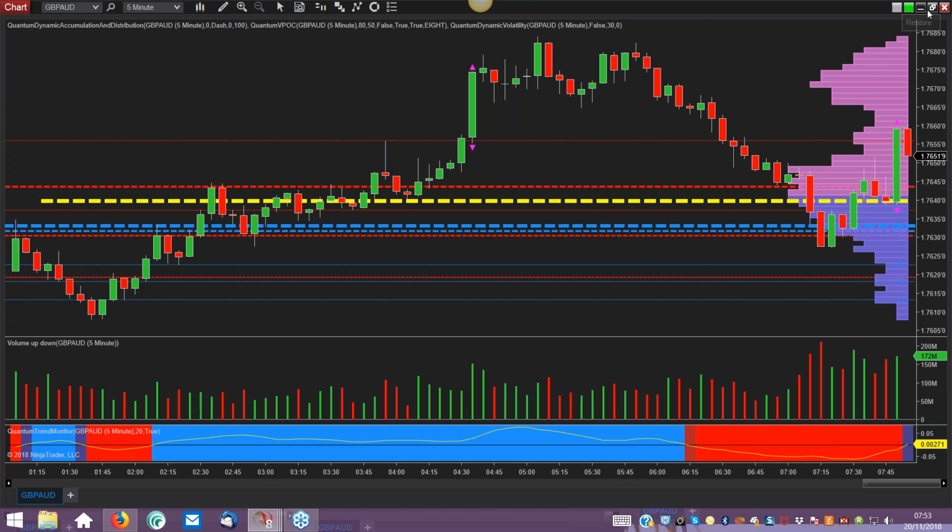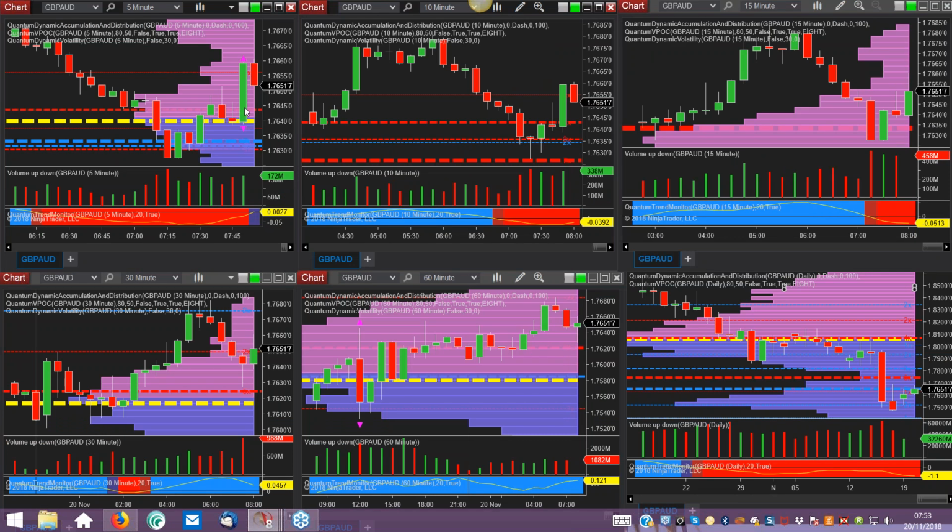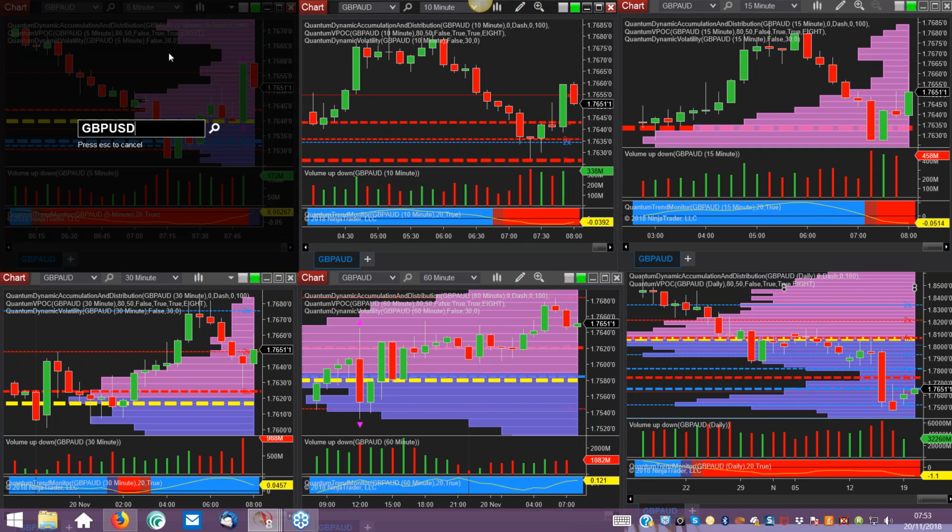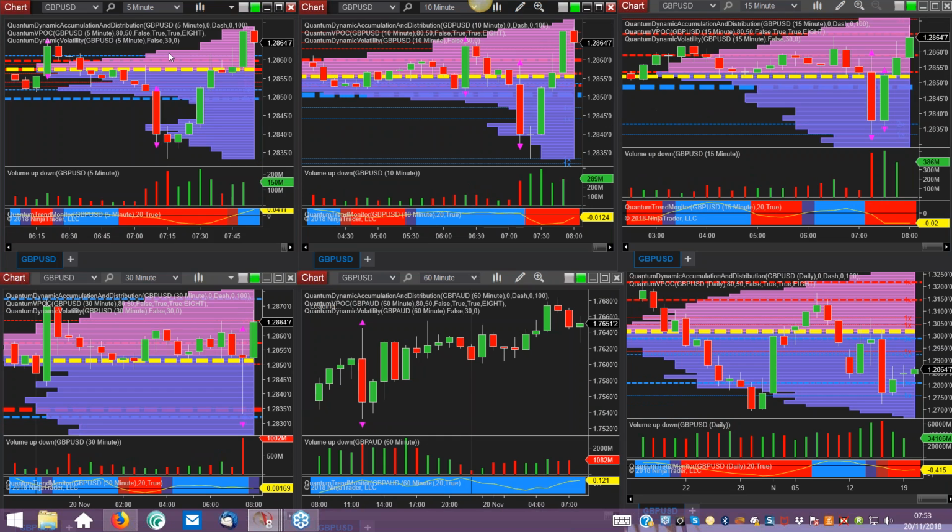It's just so simple. The volatility indicator is so powerful. Use it in multiple time frames and it will give you the heads up when something is happening in a time frame that you're not necessarily aware of. This is all it's about. Let me change this over. Hopefully this won't crash the system. Let's change that to cable.